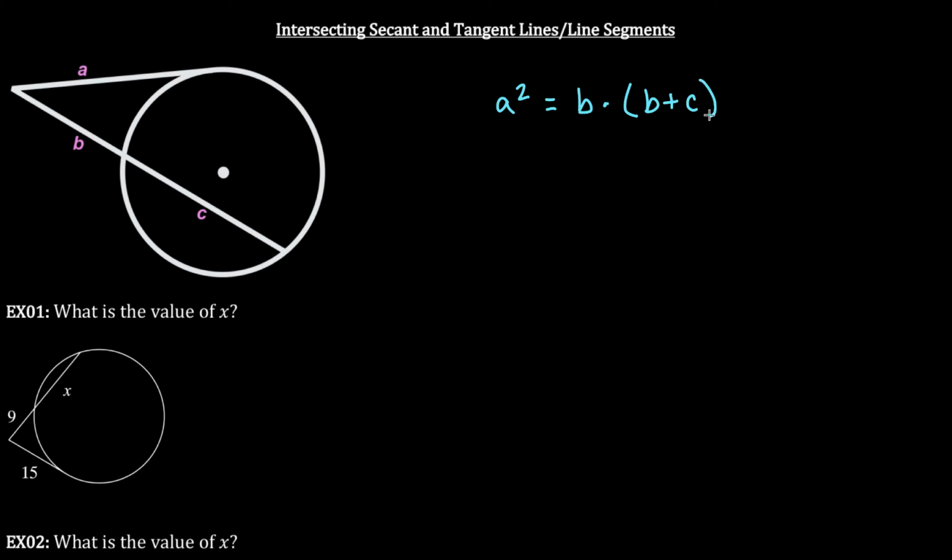So let me explain what that means. That means the relationship is that a times a is the same as b times b plus c. So it's b times this whole length, basically. You could also say that b times b plus c equals a squared.